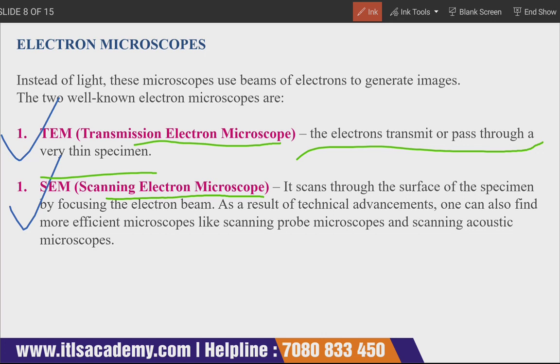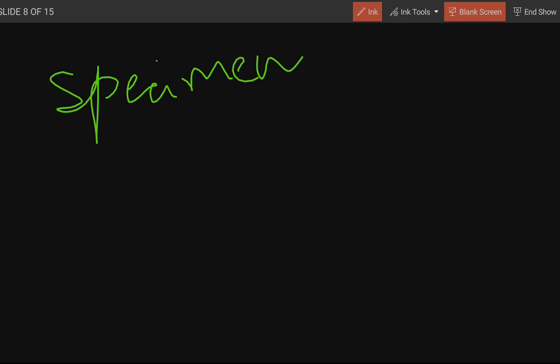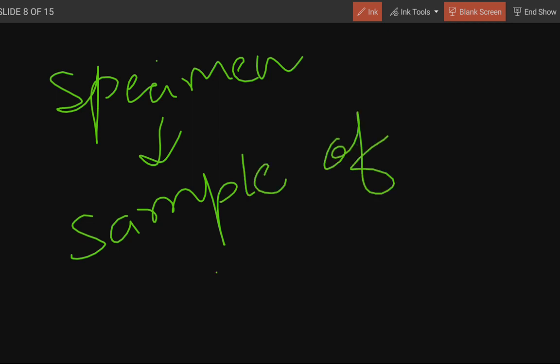Again, students, since slide 1 I am using one term, that is specimen. So if anyone doesn't know what a specimen is, I am writing the meaning of specimen here. You can simply take the screenshot. So what is a specimen? A specimen is a sample of something, not anything, a sample of something.